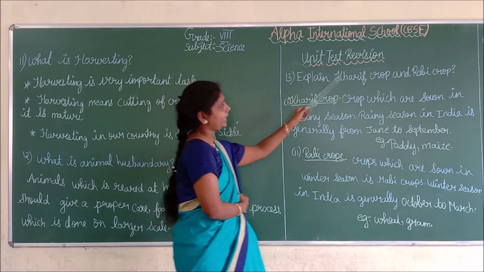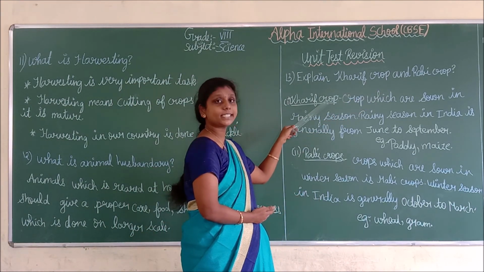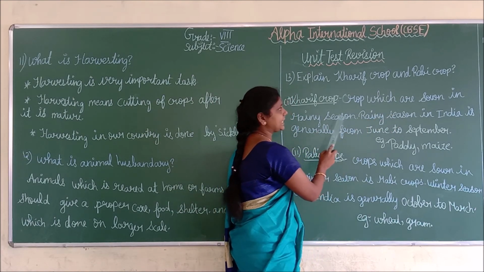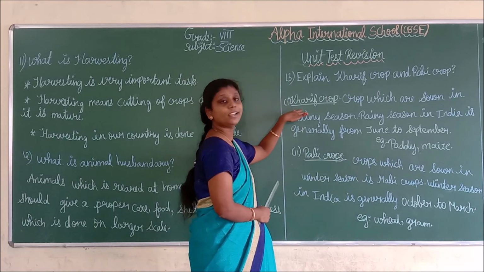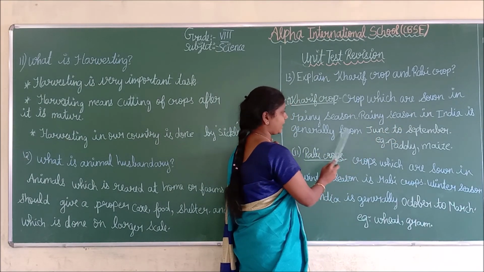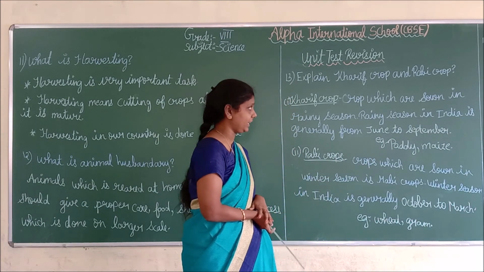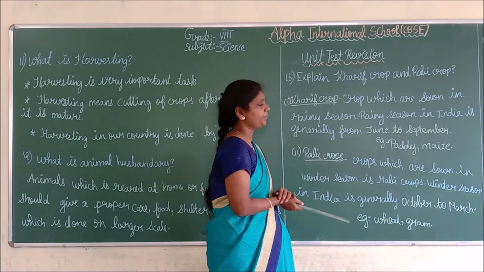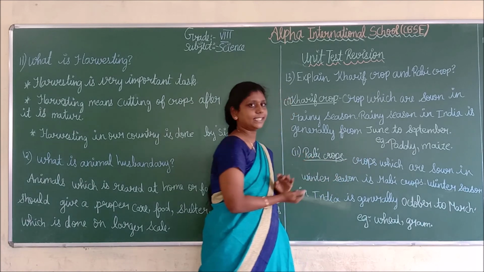Next, explain kharif crop and rabi crop. First, what is kharif crop? Crops which are sown in the rainy season are called kharif crops. The rainy season in India is generally from June to September. Examples of kharif crops are paddy, maize, etc.